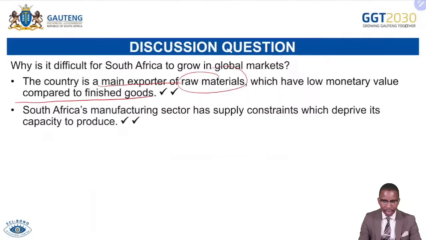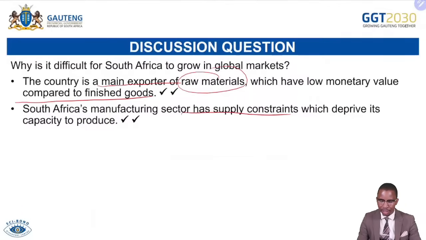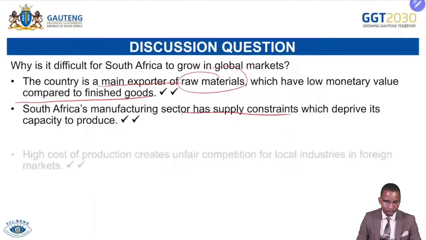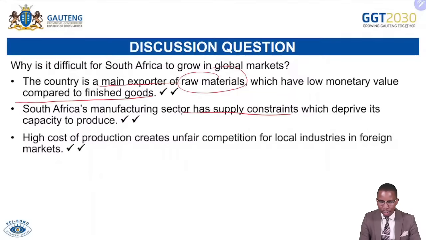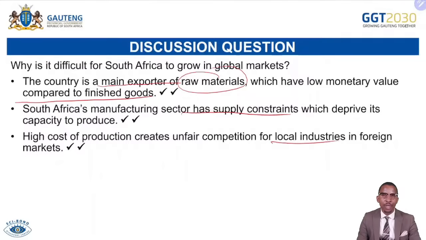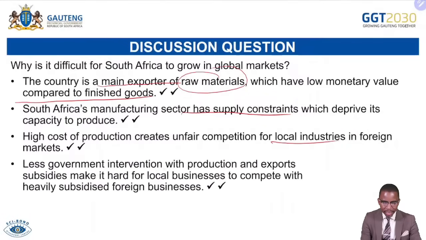And then South Africa's manufacturing sector has supply constraints or supply challenges, which deprive its capacity to produce. Our manufacturing sector, the secondary sector, finds it difficult to produce and supply more goods and services because it is faced by supply constraints. High cost of production creates unfair competition for local industries in foreign markets. So as we produce at the higher cost as local businesses, we find it difficult to be competitive in the global market because some of them are highly subsidized by their governments. Less government intervention with production and export subsidies makes it hard for local businesses to compete with heavily subsidized foreign businesses.